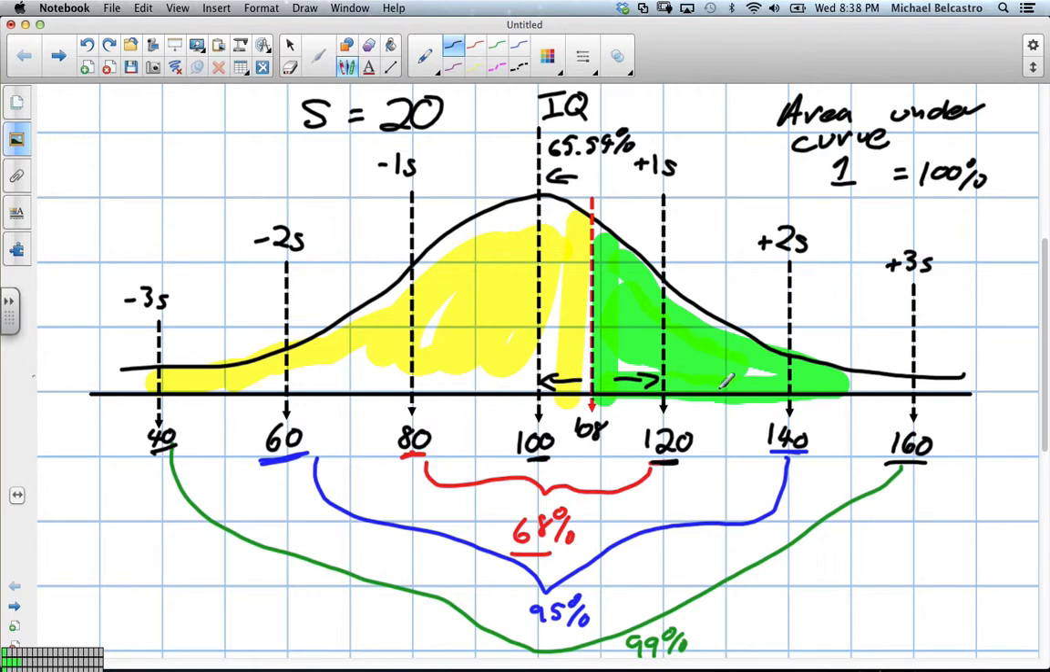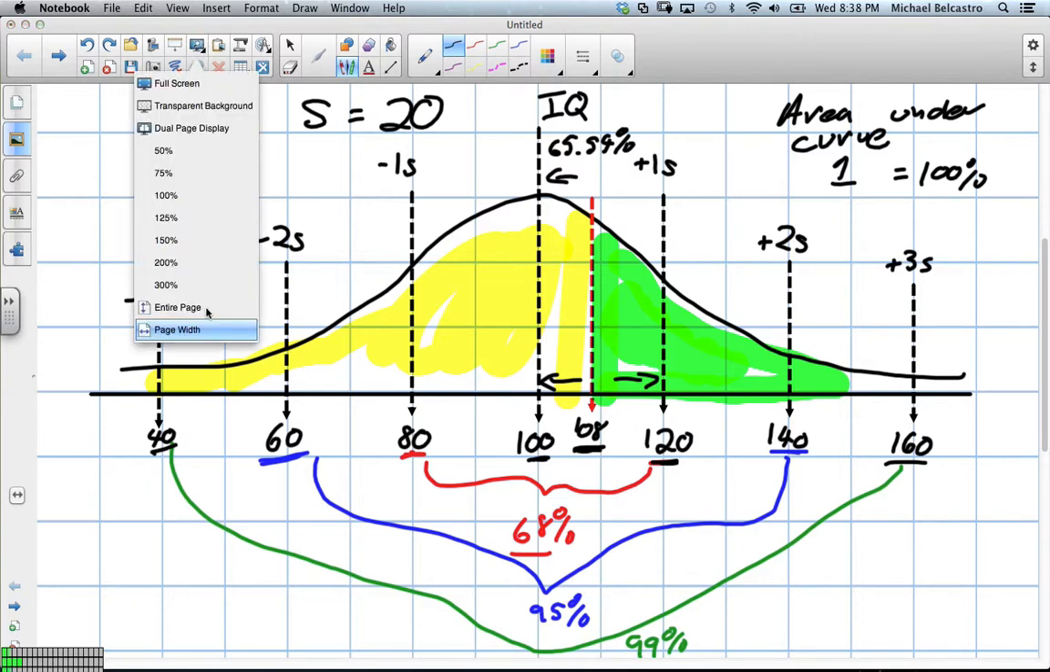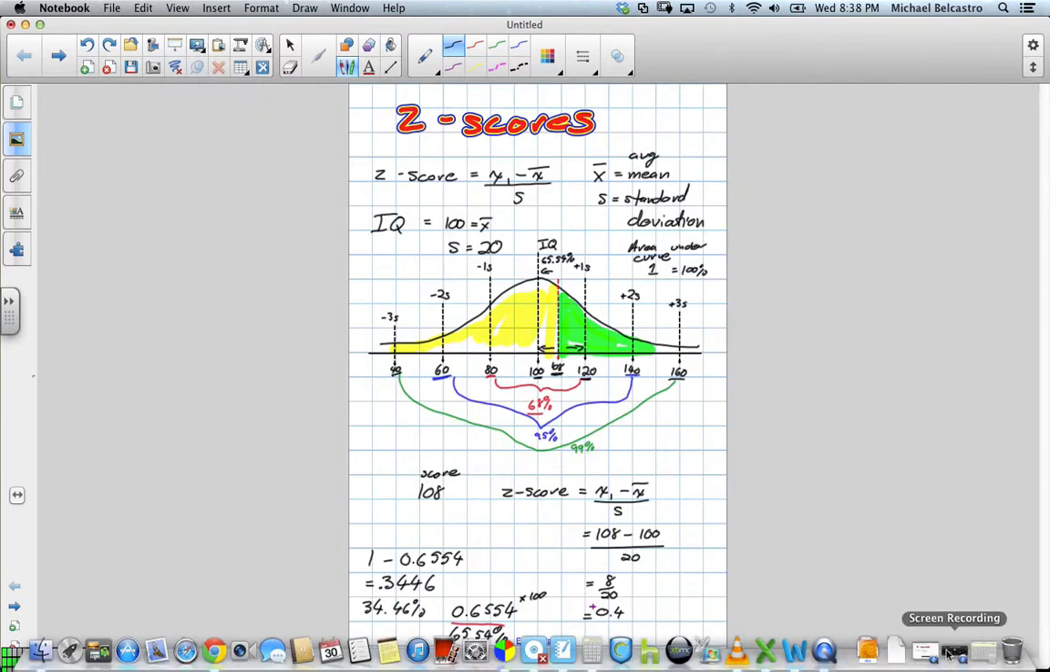Okay, so it's just telling us how much of something. It doesn't tell us our actual percent on the test or anything. Like remember, we had a score of 108. It doesn't mean I had 65% on the test. It just means of people who took this test, 65% were lower than me, 34% were higher than me. So it tells you in reference to a population. Okay? And that's what z-scores are trying to solve.